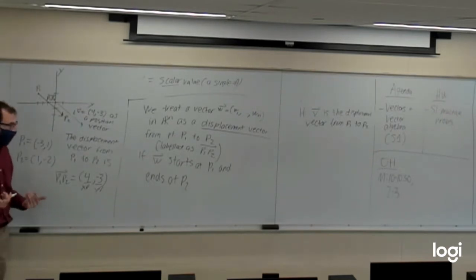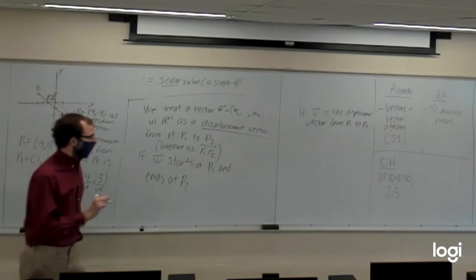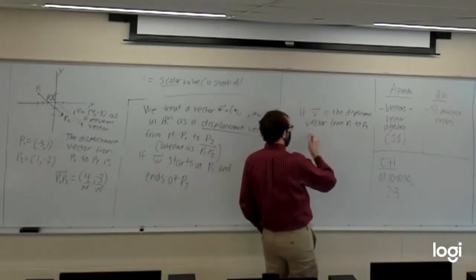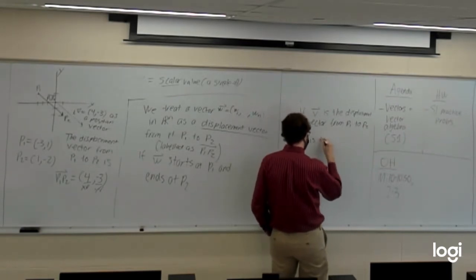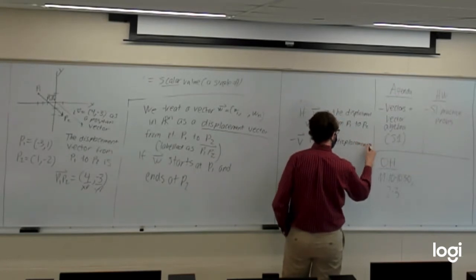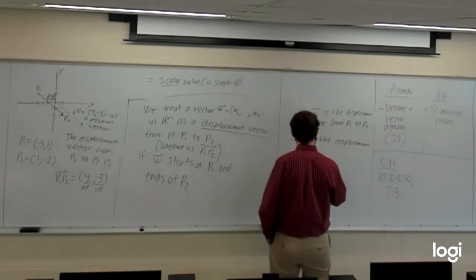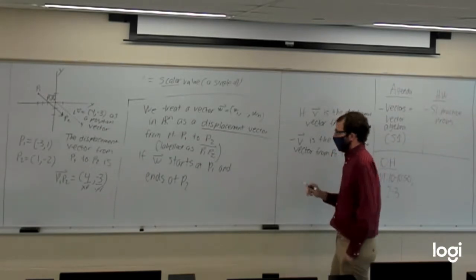Yeah, I would agree. Technically we're one page out from talking about how you multiply a vector by -1, but that's exactly how you would do it. The negative of a vector is just the negative of all the components. So I think you can say that if V is a displacement vector from P1 to P2, negative V is the displacement vector from P2 back to P1.